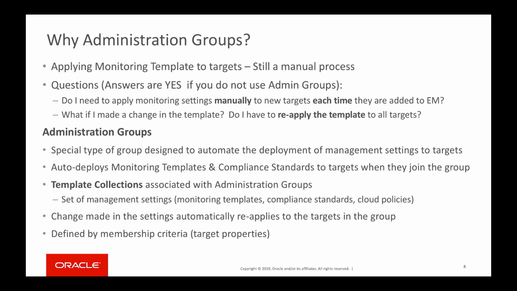And if you change the monitoring settings in the template, that applies to all the targets in the group. So if you want to just change one metric for all of your database targets, you do not need to go to every single target. Just change the metric settings in the template and that will be deployed to all of your targets in the group. So this is a high-level view of what you can get from an admin group. It helps you automate the process of applying monitoring settings dynamically to your targets as they are added to the group.